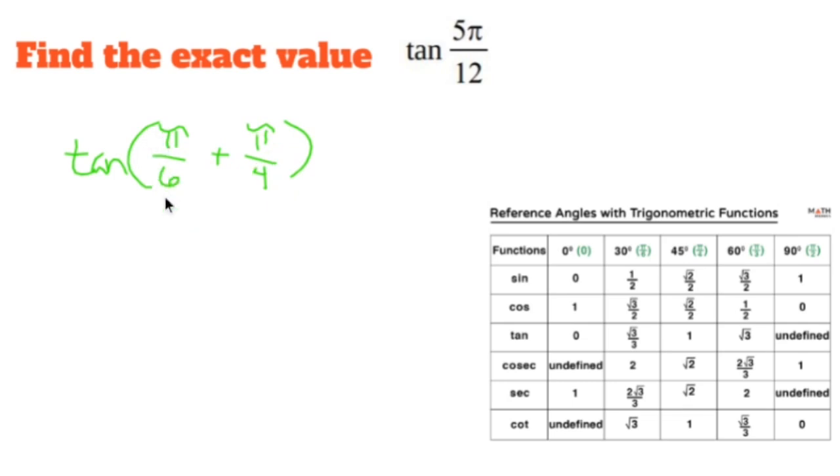Well, if I were to add pi over 6 to pi over 4, that gets me 2 pi over 12. This gets me 3 pi over 12. Adding that up gets me 5 pi over 12. That makes me happy. Now, why does all of this even matter? What am I doing here?